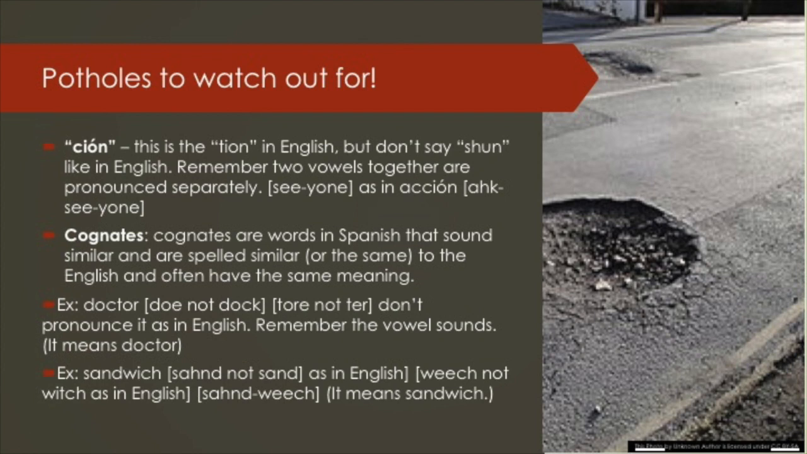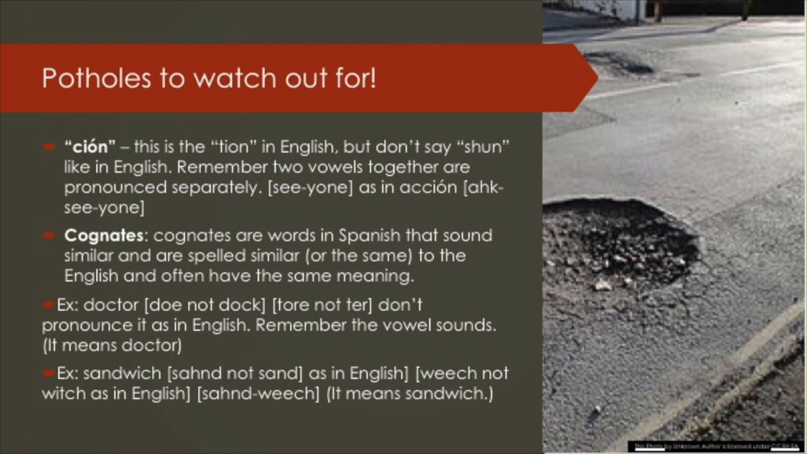And the second pothole are cognates. Now, cognates are words in Spanish that sound similar and are spelled similar, or sometimes exactly the same, to the English, and often they have the same meaning. For example, the English word doctor, but this is not pronounced as doctor in Spanish, it's pronounced doctor. So do, not doc, and tor, not ter. Okay, so we don't pronounce it as in English. Remember the vowel sounds. And yes, it means doctor, doctor.